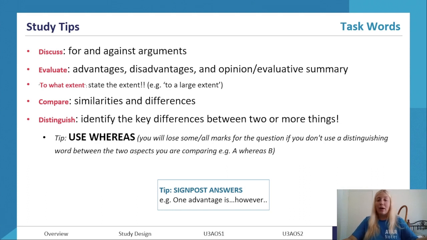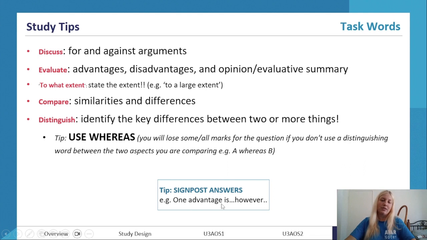Distinguish means you need to write about differences, and you need to use words like whereas, on the other hand. If you don't use any distinguishing word, you will lose a mark for structure. So try to do it every single time you switch from one thing to another, to just say whereas process B, or on the other hand, process B is different because, okay.